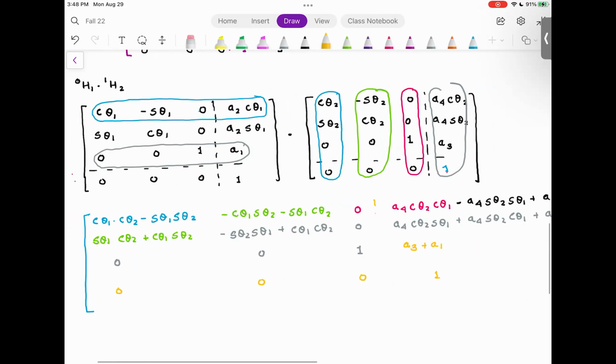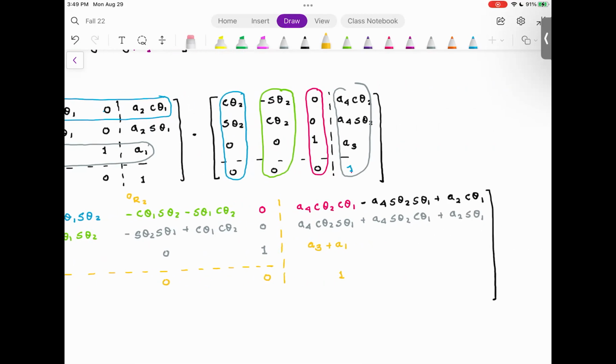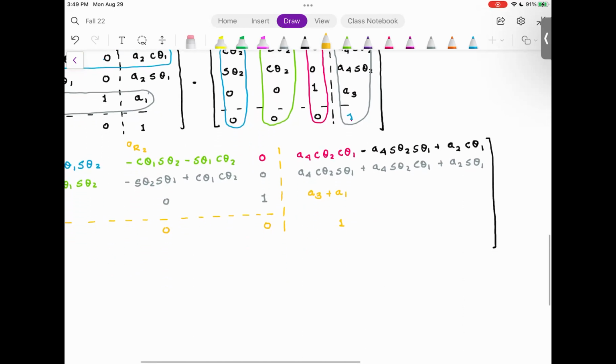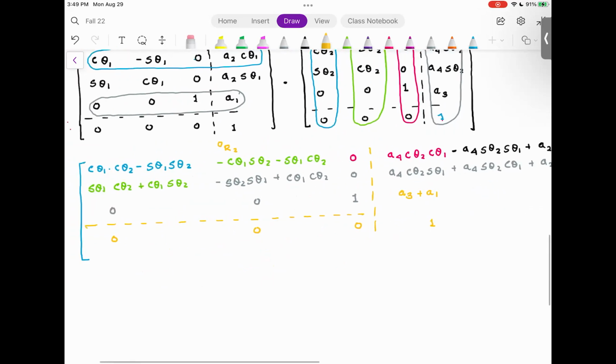So this first part tells me the rotation of frame number 2 with respect to frame number 0, which is 0R2. And this is the translation of frame 2 with respect to frame 0. Are you with me so far? Now I'm going to write this again, and you should see there is a pattern emerging. I don't know if you have seen this pattern.